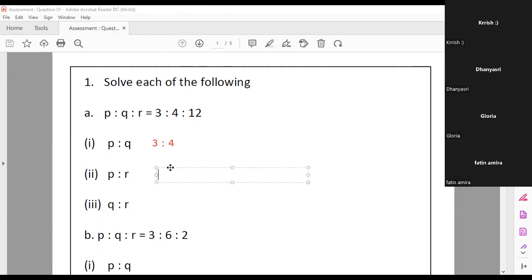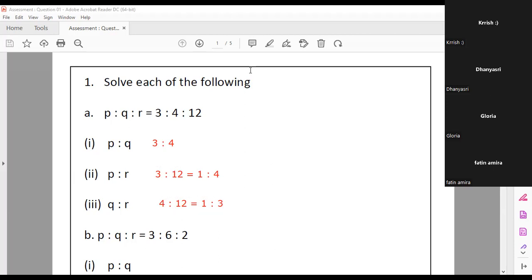The ratio of P to R: P is 3 parts, R is 12 parts. Thus, this one can be simplified further to 1 to 4. 3 divided by 3 is 1, 12 divided by 3 is 4. So 1 to 4 parts. And then Q to R: Q is 4 parts and R is 12 parts. Thus, it can be simplified to 1 to 3 parts. Remember, I'm using the word parts.